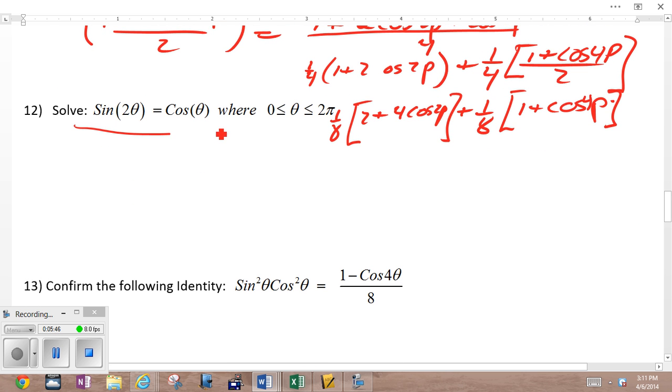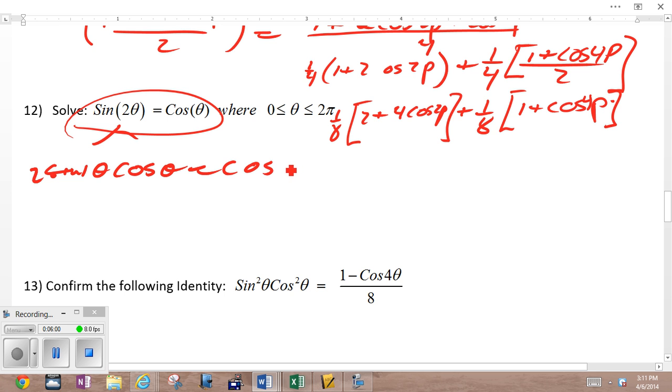This is an equation, an equation, an equation. Okay? So you've got to use the double angle. Sine, what? 2 sine cosine. 2 sine of theta cosine of theta is equal to the cosine of theta, and solve. Just don't divide by the cosine and lose the solution. You know better than that.